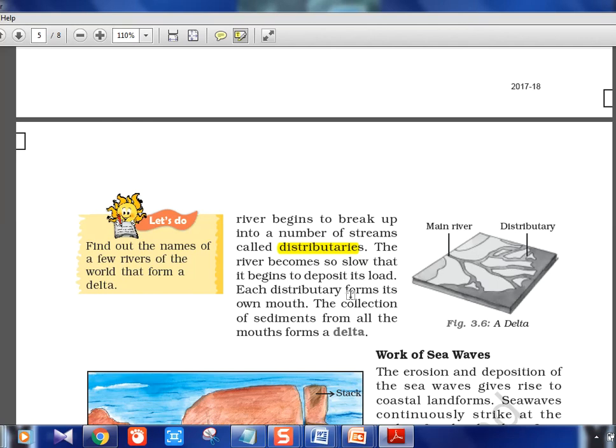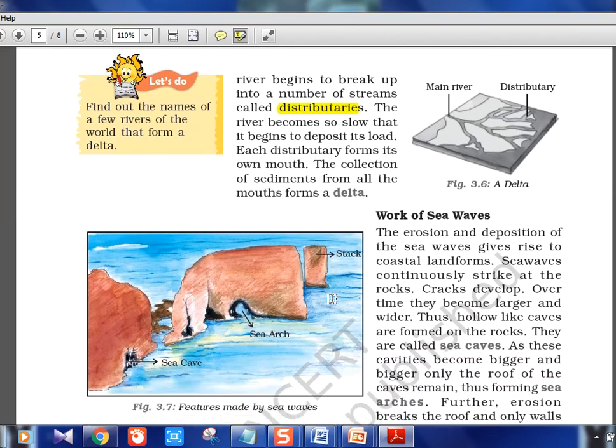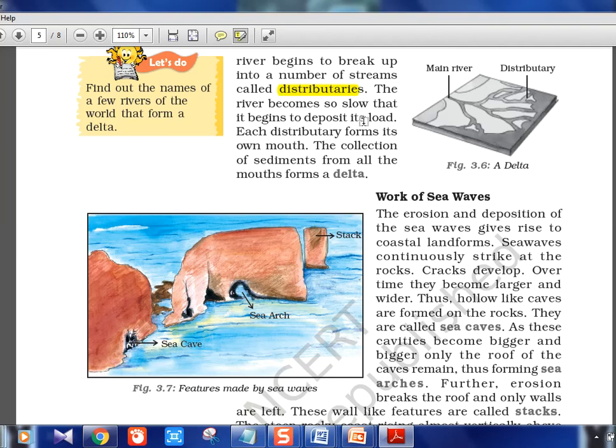Sundarban delta is the biggest delta in the world, not only in India. The river becomes so slow that it begins to deposit its load. Okay, so why is this happening? Because it's carrying all the silt and coming, and it will become very slow. It has lost all its energy, and it's just going and depositing the silt like this. That is why delta is formed. Okay, in the mouth of the river, sediments get deposited.